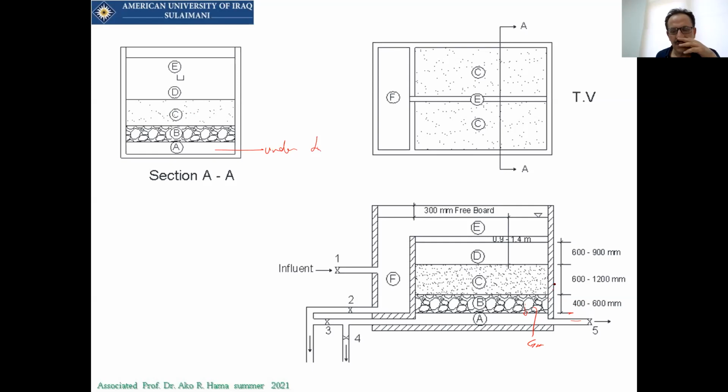After that, there will be sand. The sand will be between 60 and 120 centimeters. So in general, there will be 1 meter to 1 meter 80 depth, and this is just gravel and sand. So when you are going to design a filter, you have to allow about 2 meters depth just for the filter media.